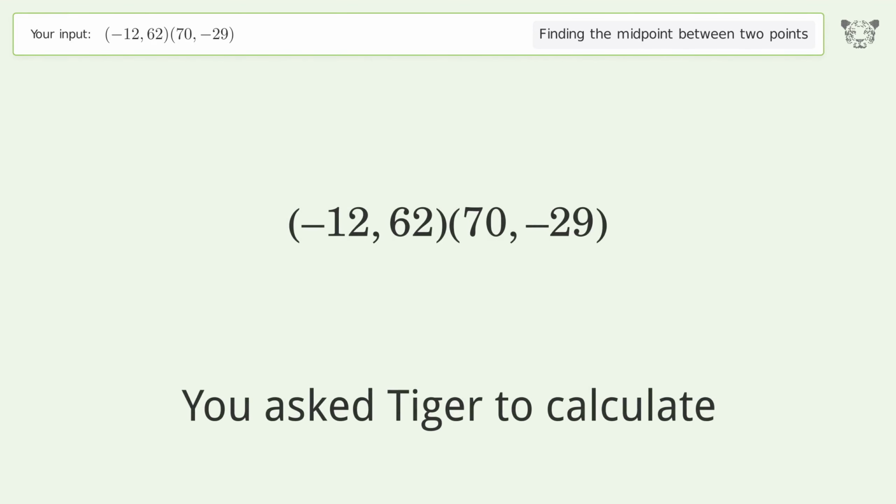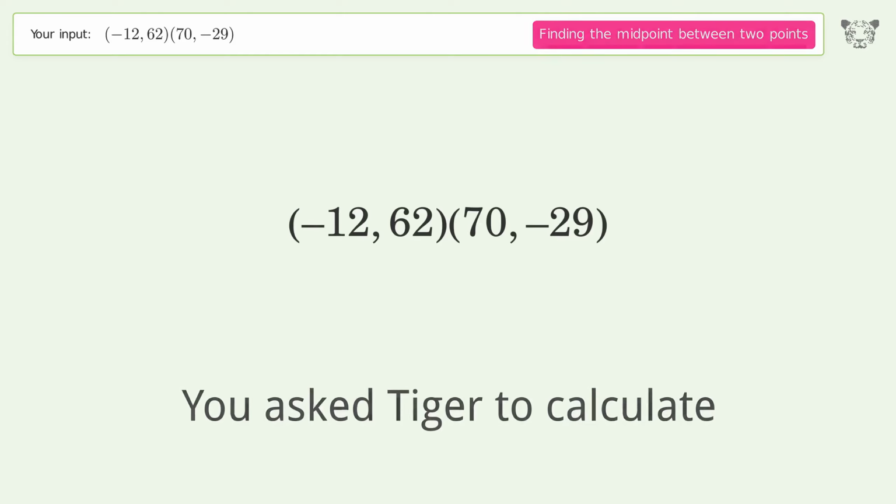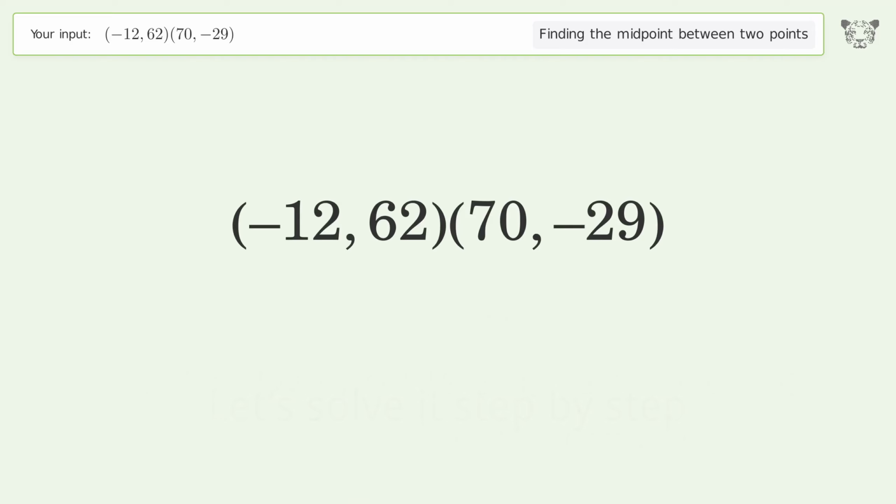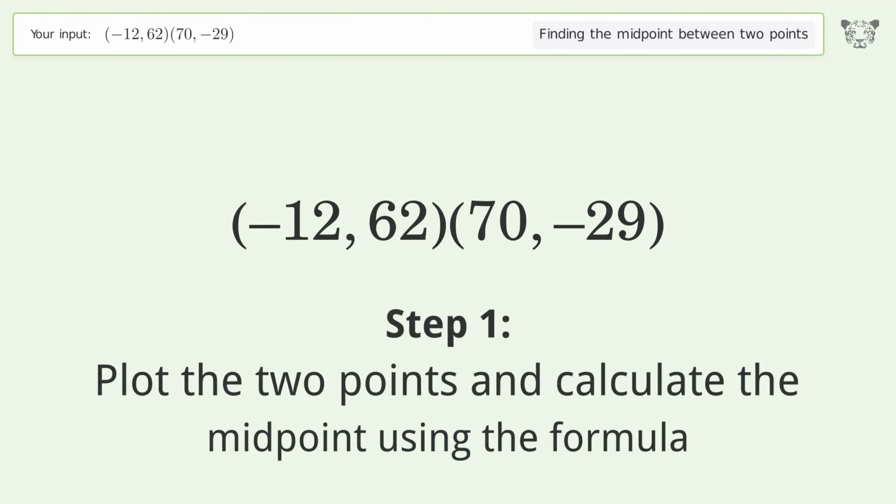You ask Tiger to calculate. This deals with finding the midpoint between 2 points. The midpoint between the 2 points is 29, 16.5. Let's solve it step by step. Plot the 2 points and calculate the midpoint using the formula.